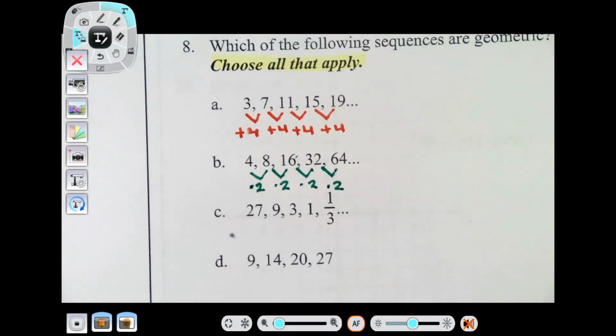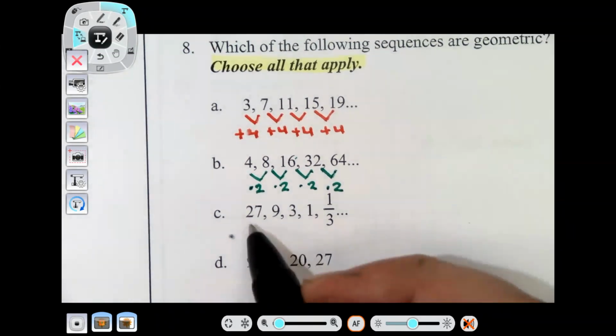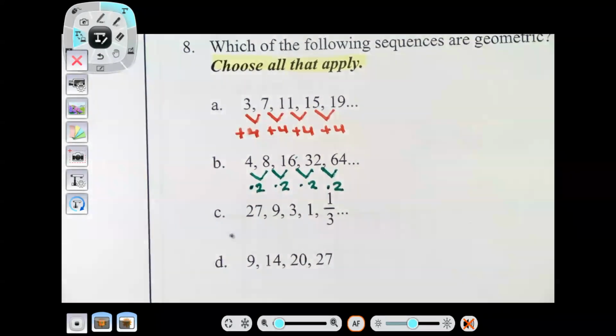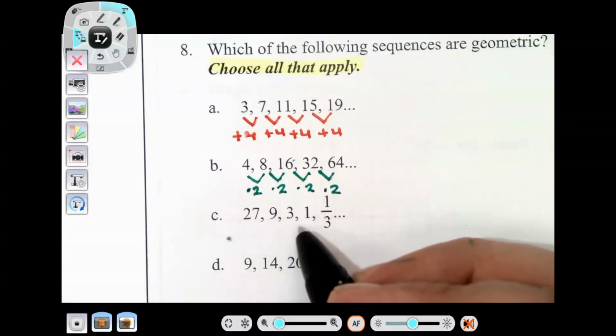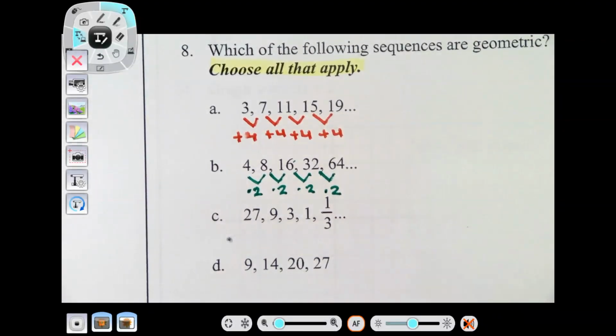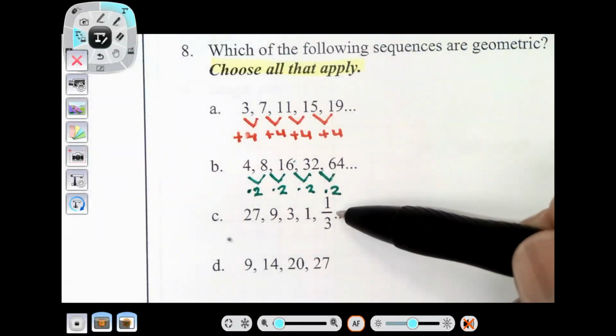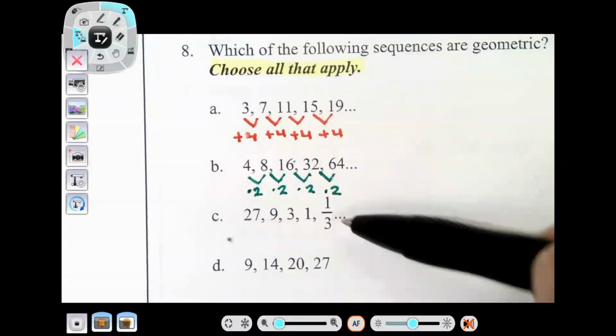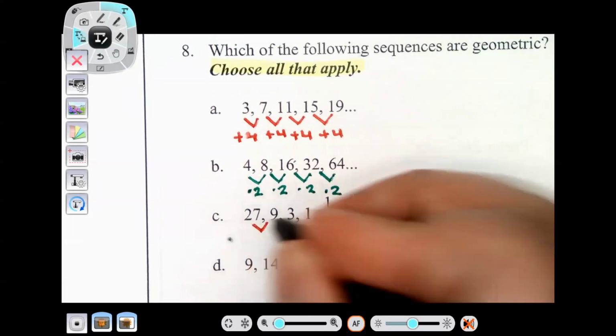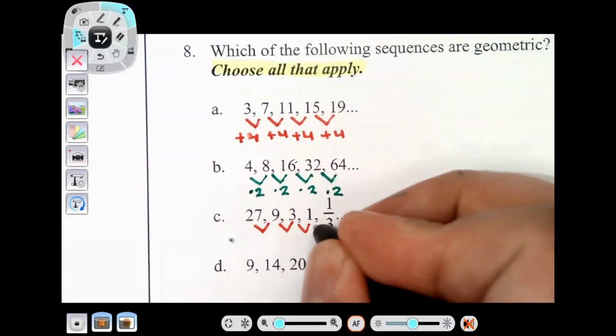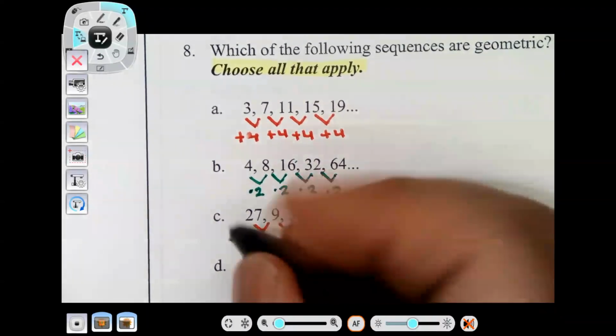Letter C. Look at that one carefully. The numbers are getting smaller for the first time. So then the only thing it can be is subtracting or dividing. But I'm going to tell you right now, the fact that I see a fraction stands for division, and that's what I'm going to check. So I'm going to check division because I see a fraction here.